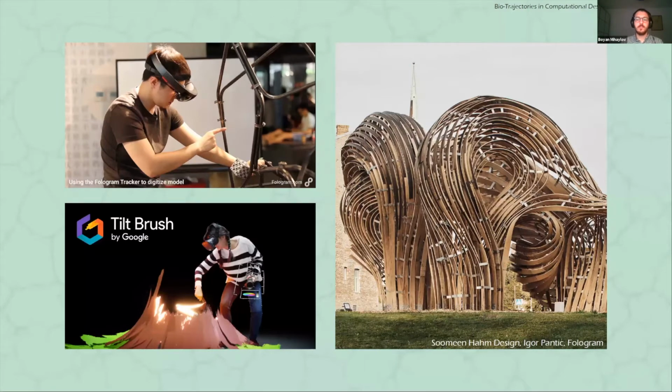At the same time, on the digital side, we have the increasing advances in augmented reality and in virtual reality, which enable more immersive design and fabrication interfaces, which further increases the possibilities with what we can achieve with all these tools.